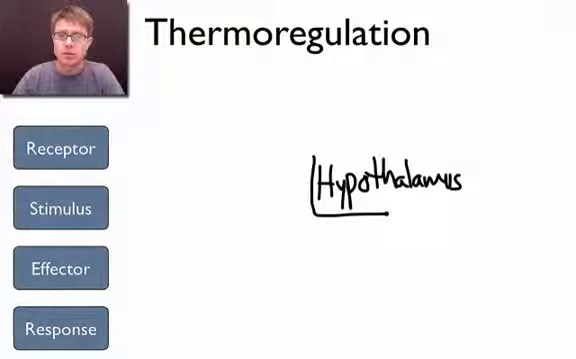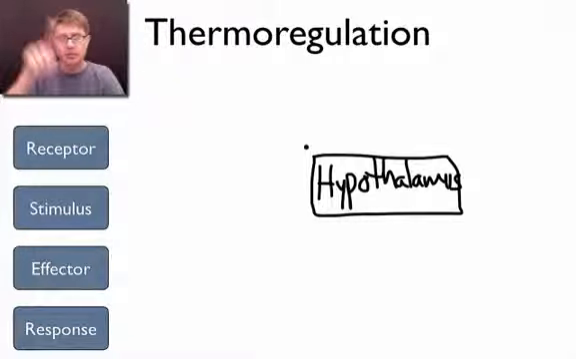The hypothalamus is going to be an organ. It's a little bottom part of the brain that drips down from the lower portion of the brain. It's connected to the pituitary. But the hypothalamus is going to sense your temperature, so it's an organ. And so let's start with the receptor right here in the middle.